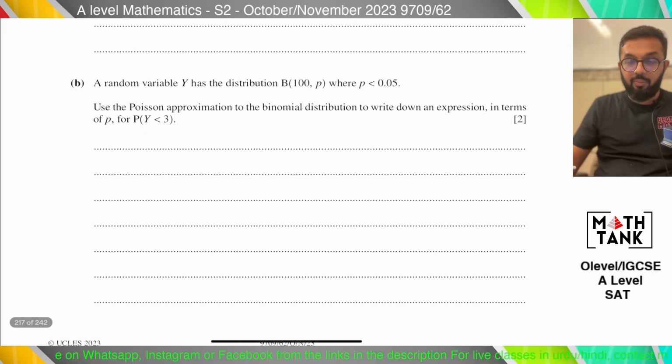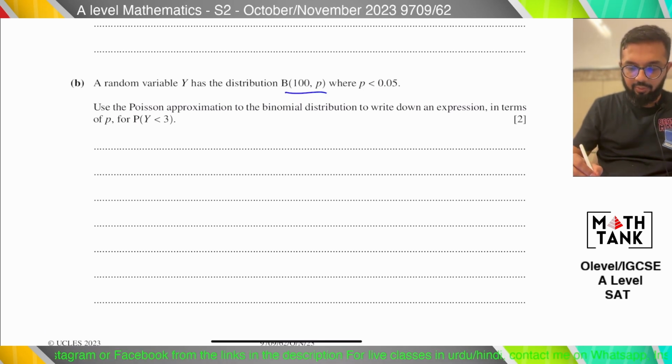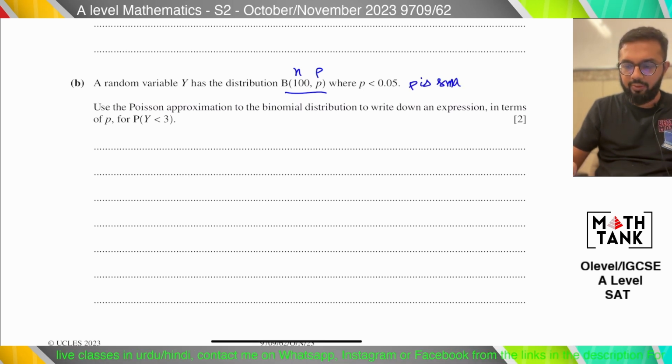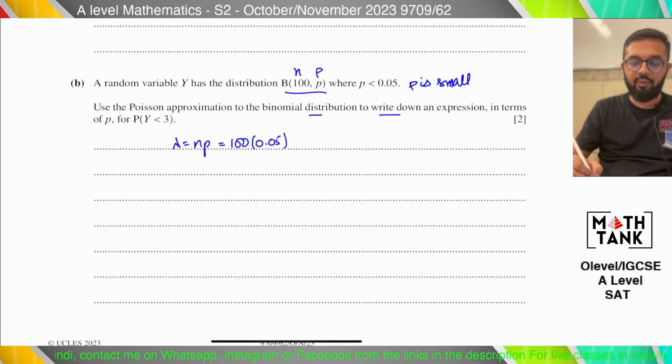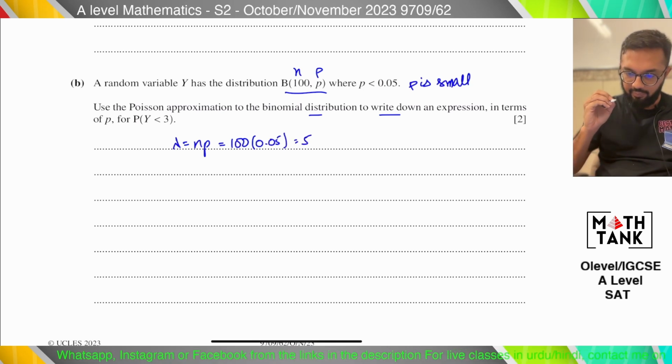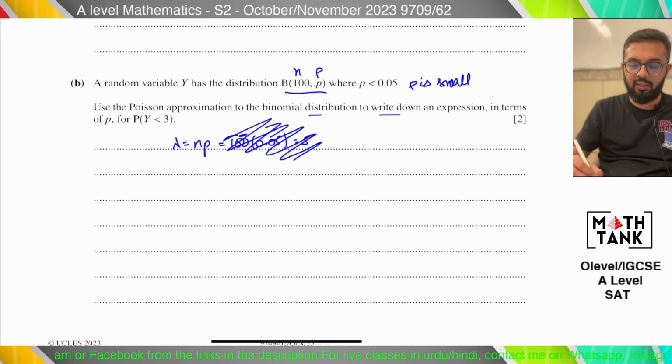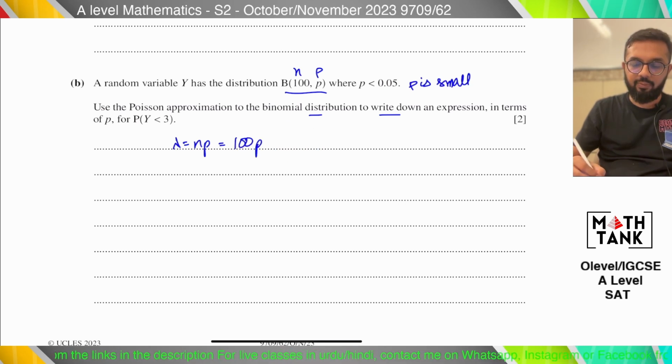Then it says the random variable Y has the binomial distribution. So this is n, this is p, where p is less than 0.05. Okay, so p is small, so therefore you convert it to a Poisson distribution. Use the Poisson distribution to write down an expression in terms of p for the probability of Y less than 3. Okay, so you need the lambda. Lambda is in this case np, so 100 into 0.05, which gives me 5. No, sorry, 100 into p, which gives me 100p.